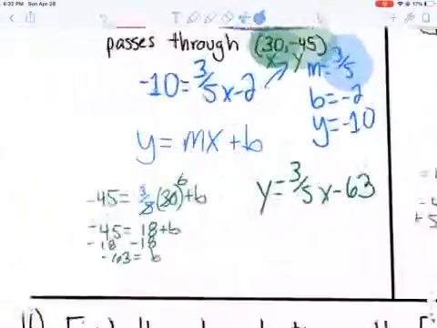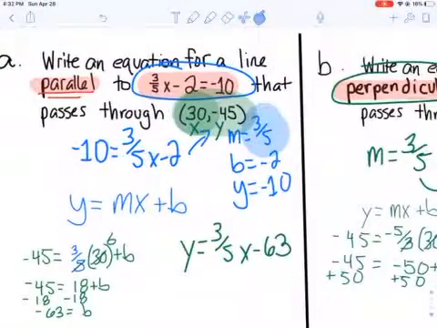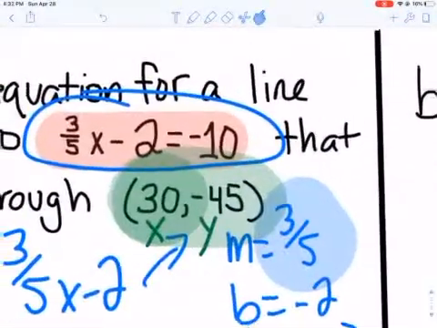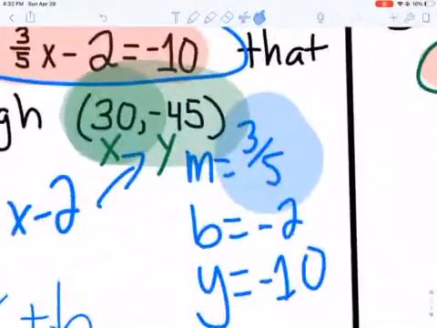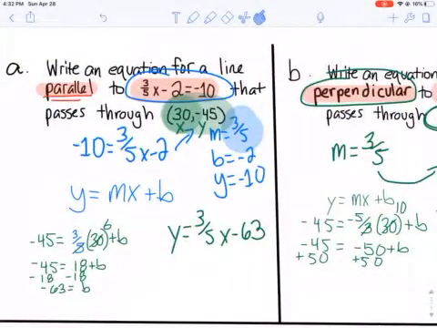So again, you're using this equation of y equals mx plus b. First of all, you're just dealing with the slope from the equation they give you. And then you plug in the values for the coordinates, and that allows you to solve for your y-intercept. Hopefully this helps.